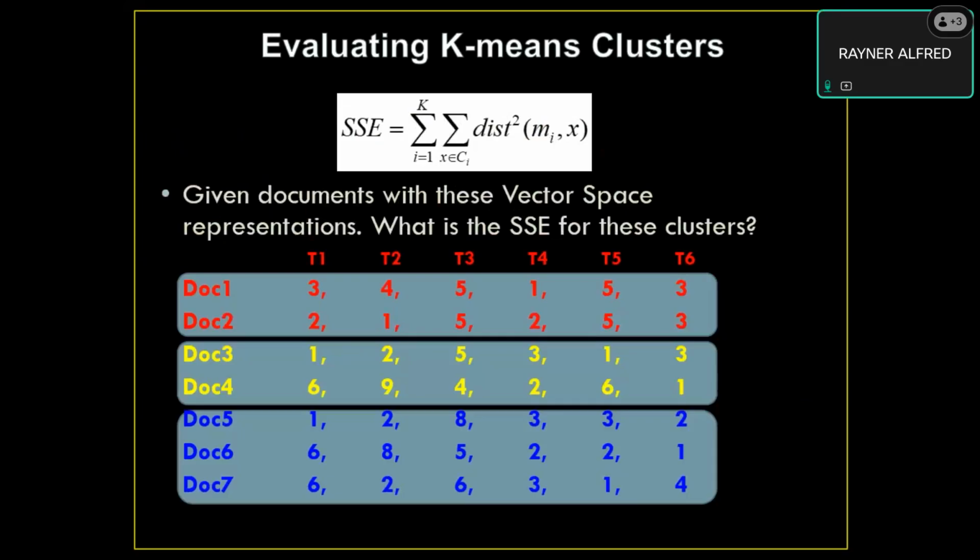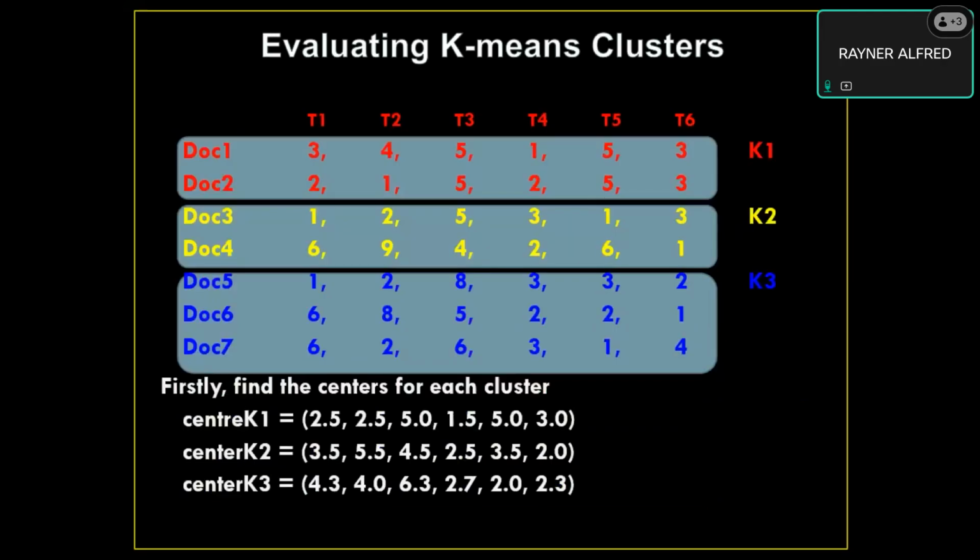If we want to find the compactness, first we need to determine what is the center, the average. So center K1 is 2.5, 2.55, 1.55, and 3. So we get that one by taking the average of these numbers, right? Similar to the rest. So this is our center.